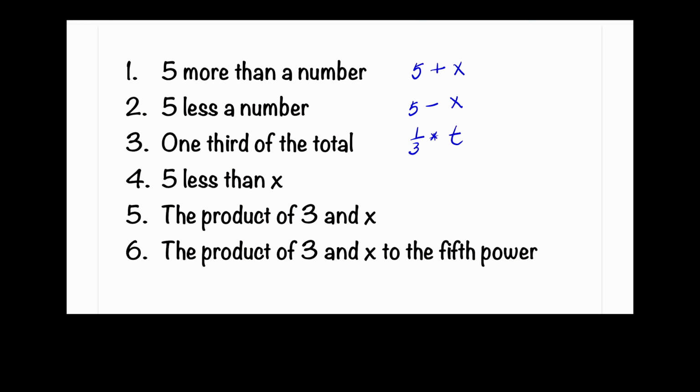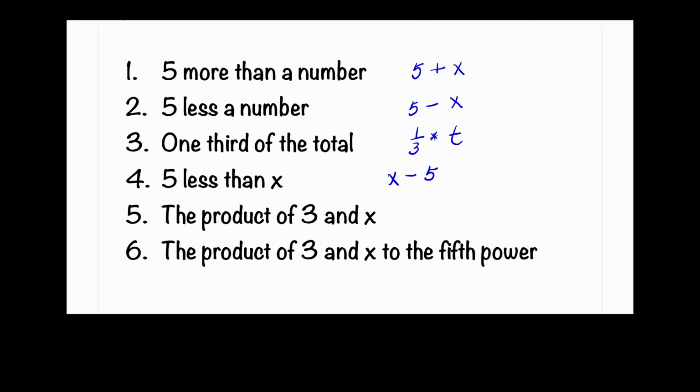Number 4, 5 less than x. The phrase less than means we will be subtracting 5 from x. Let's compare this with number 2, 5 less a number. When you have less follow a number, you subtract that value. When you have less than, this gets flipped around where you are subtracting the value before it. So we have x minus 5.